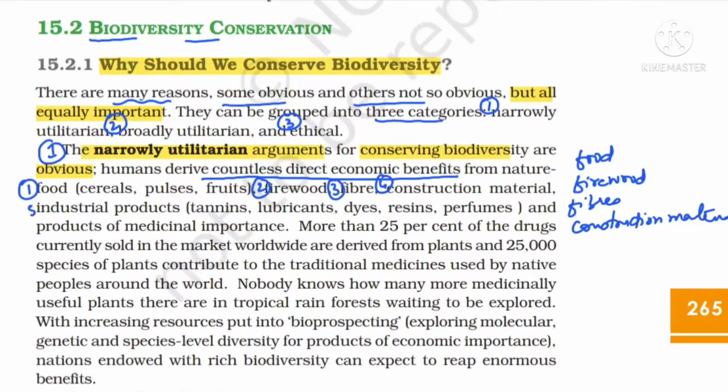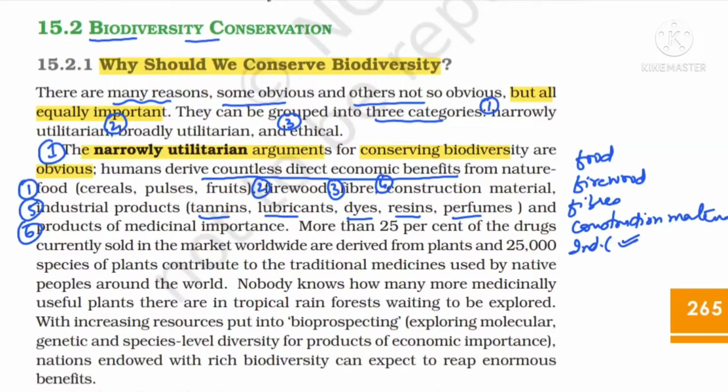Then you are getting industrial products. In the industrial products, you should write which products: we are getting tannin, resin, lubricants, dyes, perfume. So you can write all these industrial products here, total 5 products. And last, you are getting the medicines. So these are the direct and countless benefits which we are getting from nature.